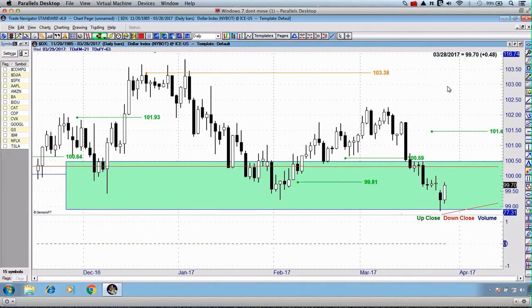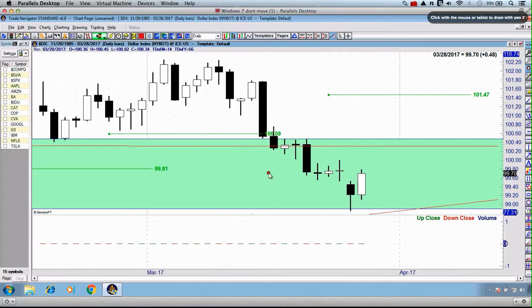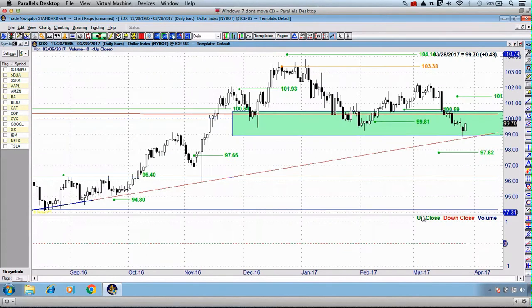What we have seen is a very strong bullish candlestick, which we have been expecting once we see price pull back into this green box. As at the close on Tuesday, this could be the beginning of a larger upward move for the US dollar.